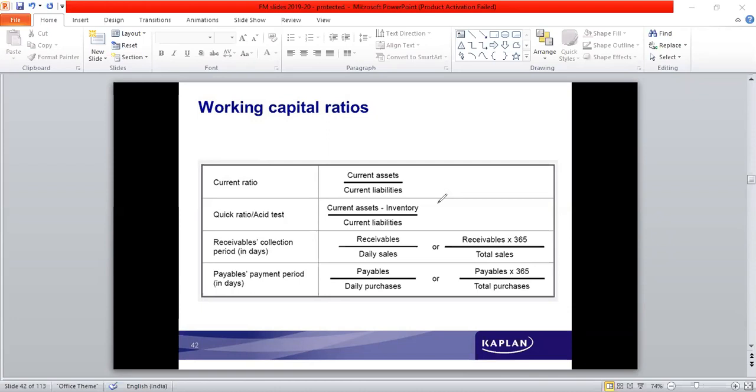Similarly, the payments period is payables into 365 by total purchases. Otherwise, if we have the information as the daily sales or the daily purchases, we can take it as total receivables divided by daily sales, or total payables divided by daily purchases.